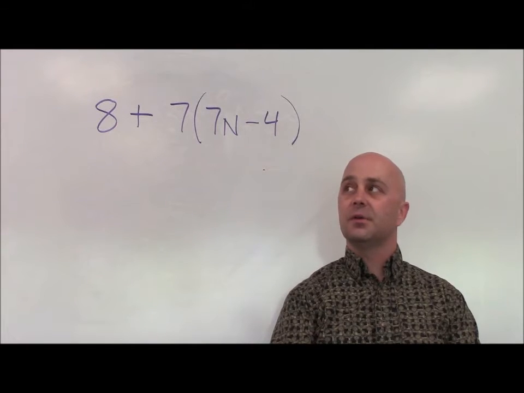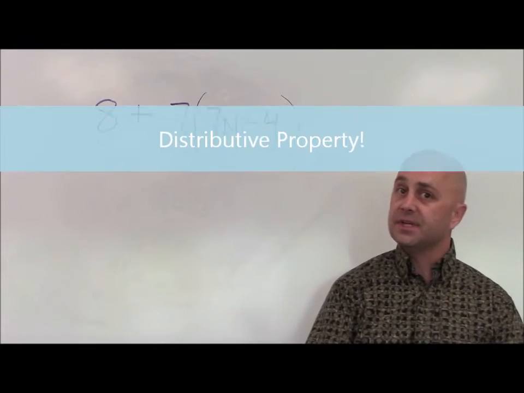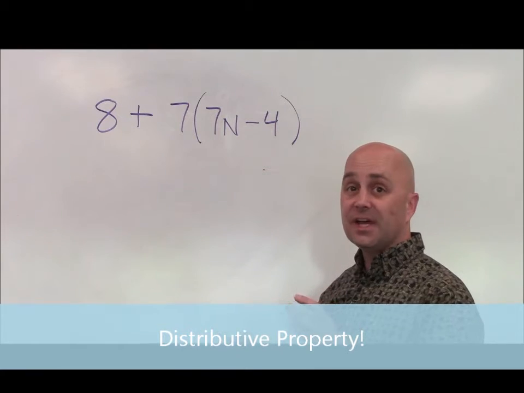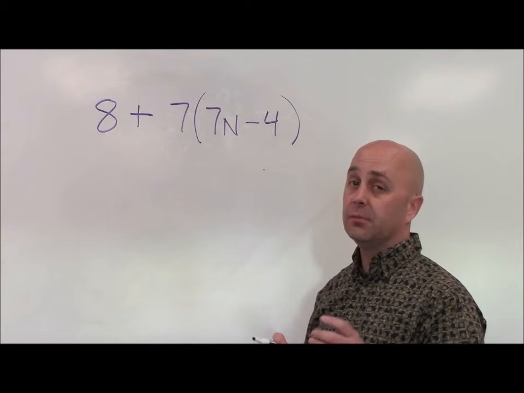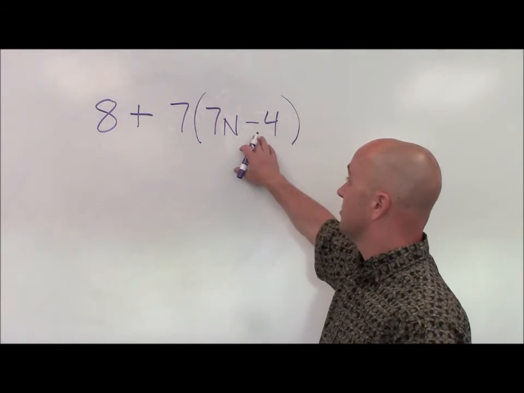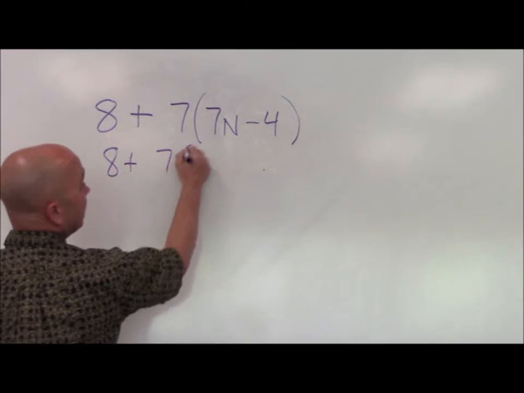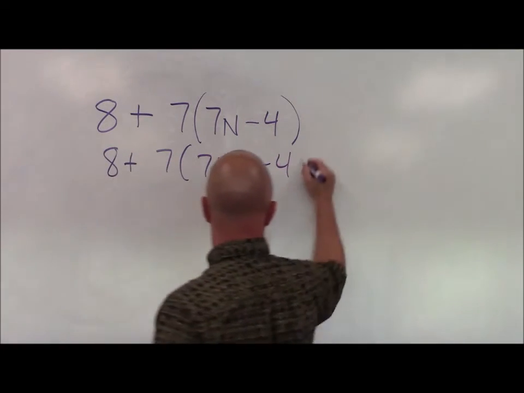Now, combining like terms comes in especially handy when you use the distributive property. Look at this example up here. It adds a layer of difficulty. We have 8 plus 7 times the quantity 7n minus 4. Now, if you remember, the first thing I want to do is change the subtraction to an addition. So I rewrite the whole expression: 8 plus 7 times 7n plus negative 4.